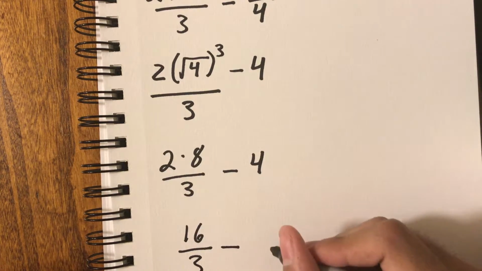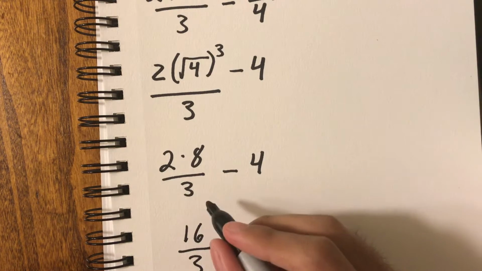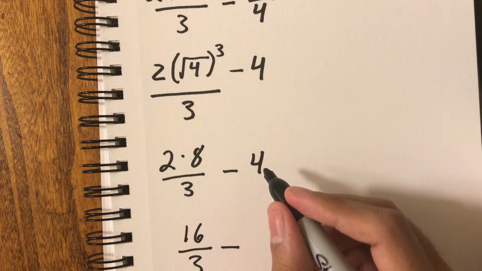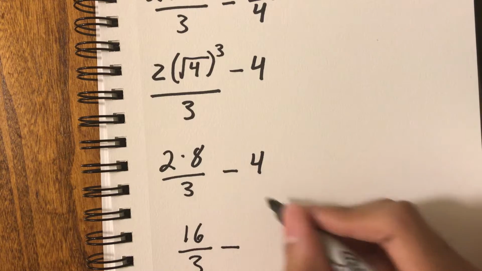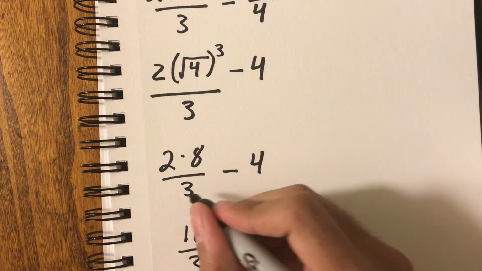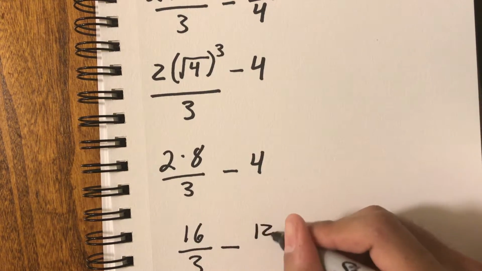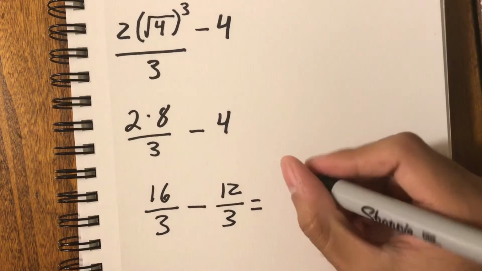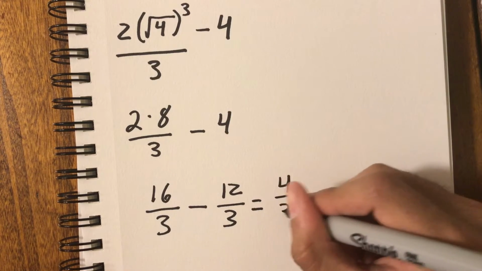If we're going to put this in thirds, it's going to be 4 times 3, which is 12 over 3. And we get our final answer, which was the same answer we got in terms of x, 4 thirds.